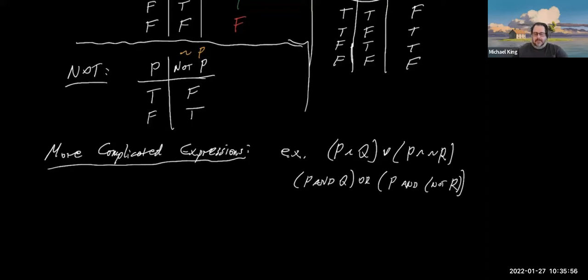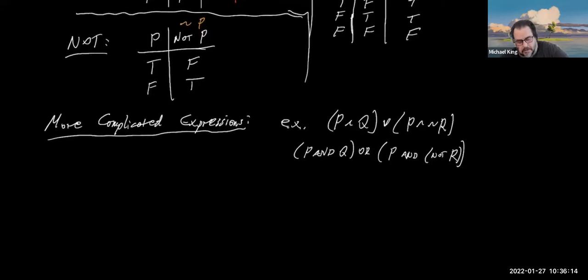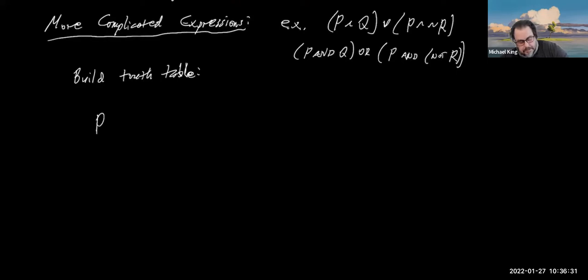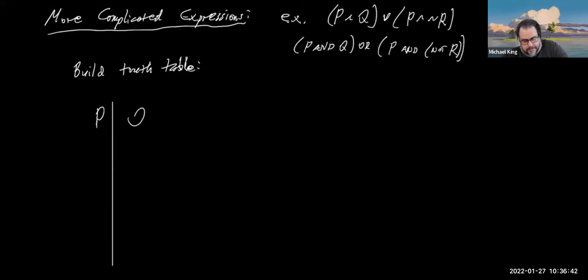I guess maybe these symbols are useful for shorthand and stuff, right? So what if I wanted to find the truth table for that? What combination of P, Q, and R being true and false makes this true? So now we can build the truth table. And now we have three statements. So we have P. Actually, maybe this is a good time to do the fancy lines. We have Q. And we have R.